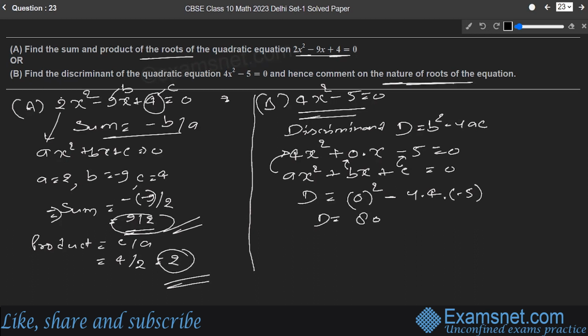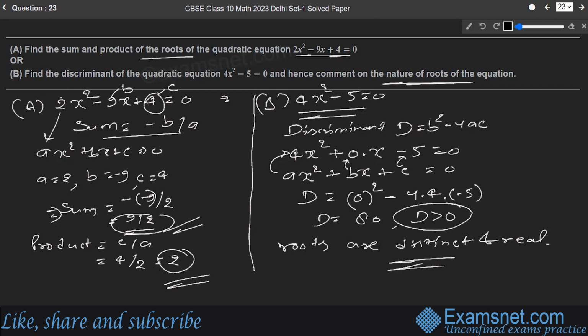That means the discriminant value is greater than 0. Whenever the discriminant is greater than 0, the roots are distinct, that is different. The roots are distinct and real. That means the roots are real and different. This is the nature of the roots of the given polynomial, and that is the answer.